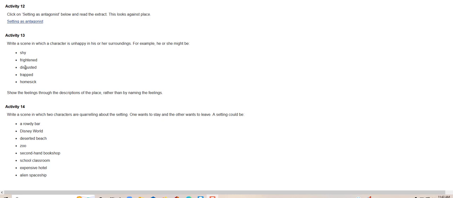So you place your character in a setting that makes the character uncomfortable. Then you write a story about why this setting makes the character uncomfortable. Frightened. Okay, so the character can be in a haunted house. So the setting is a haunted house, and then the character is frightened. So there you would make a good horror story.